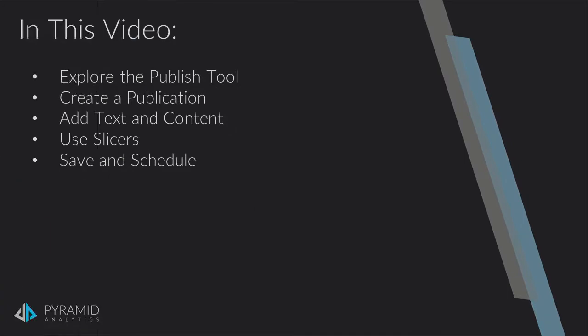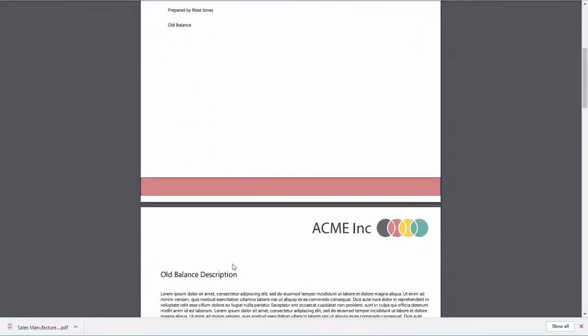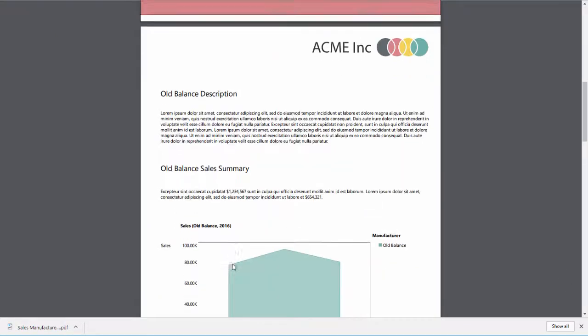In this video, we will explore the Publish tool by reviewing the workspace. Then we will create a publication, add text and content, use slicers to dynamically filter the results of the queries in the content, then save and schedule our report. Publications allow authors to create one report and deliver it on a dynamic, secure basis.